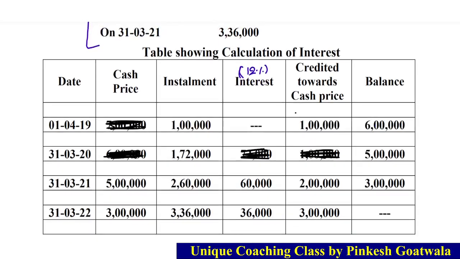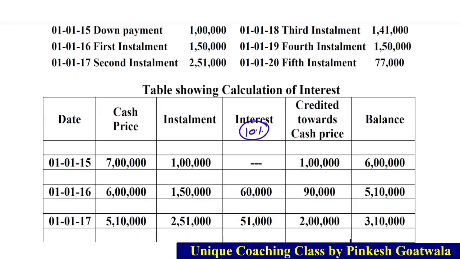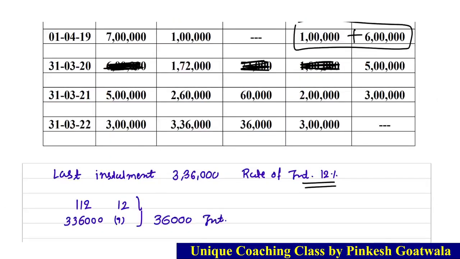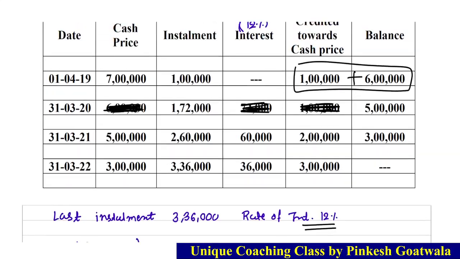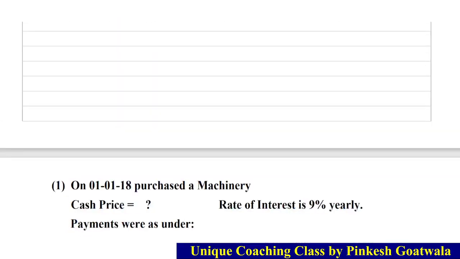Check in any sum. Total this: 1 lakh plus 6 lakh, what will it become? Look, 7 lakh. Check in any sum, 1 lakh plus 6 lakh, 1 plus 6 is 7 lakh. So this way you can solve the sum. You can find out the cash price, and when the table is completed, you can easily prepare journal entries and the accounts.